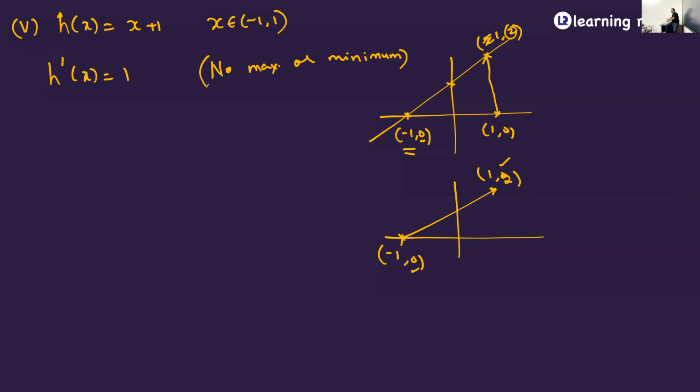And one more explanation you can give here is, since this is a strictly increasing function. When you want to have a maximum or minimum, what should happen? The function should first increase and then decrease, or decrease and then increase. Nothing is happening here.